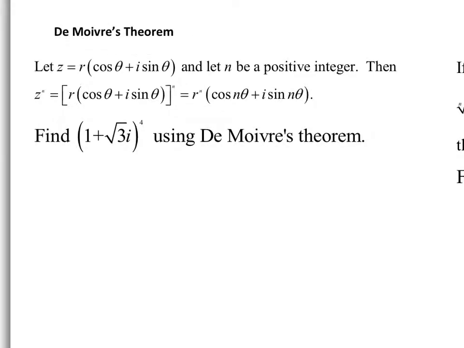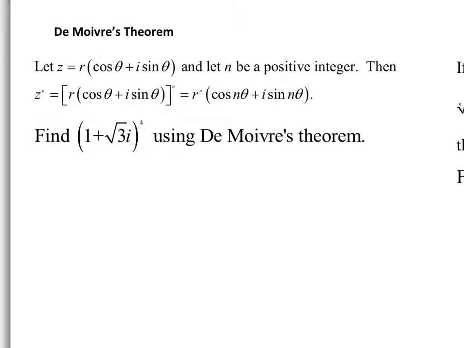Alright, de Moivre's theorem. Let z equal r(cosine theta plus i sine theta). Let n be a positive integer. Then z to the n equals r(cosine theta plus i sine theta) to the n, which is r to the n(cosine n theta plus i sine n theta). So, it says use de Moivre's theorem.